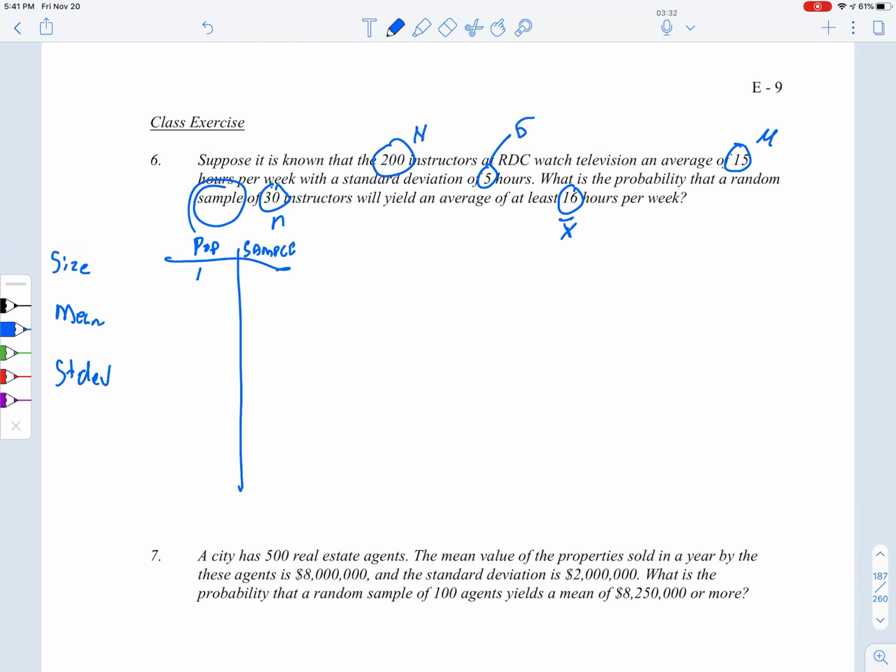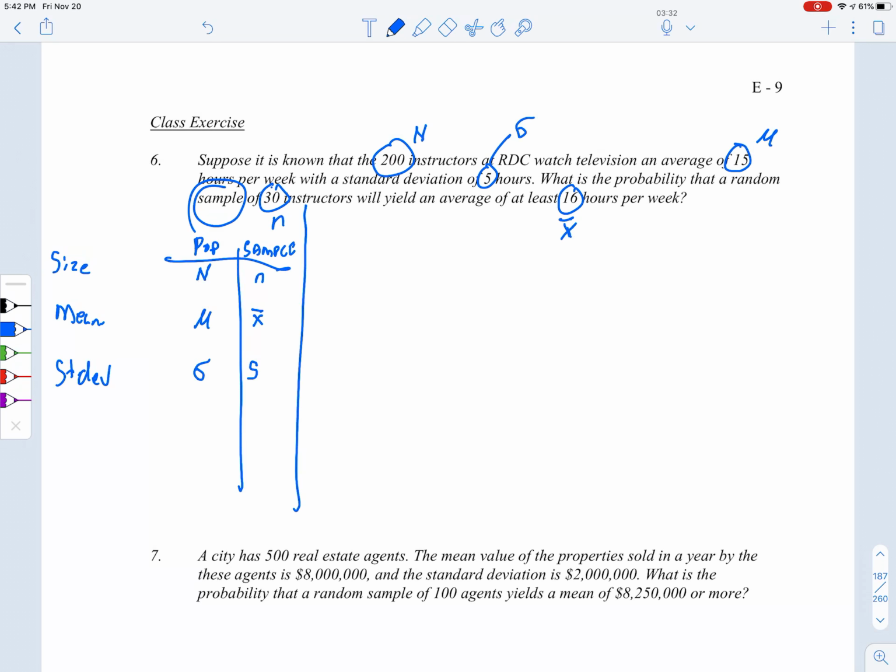And the size of the population is big N, but the sample is little n. The mean for the population is mu. The mean for the sample is x bar. And the standard deviation of the population is sigma. And the standard deviation, which we actually don't need here, is S. So that goes back to Unit C. We've seen that all before, but it's good to just review that.